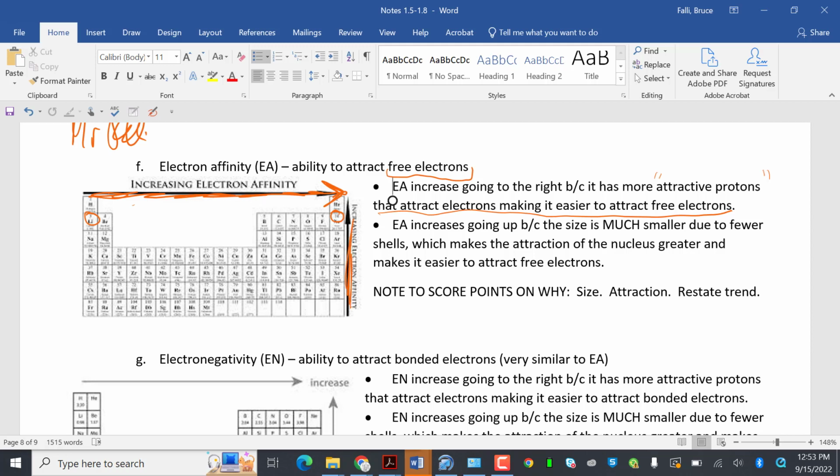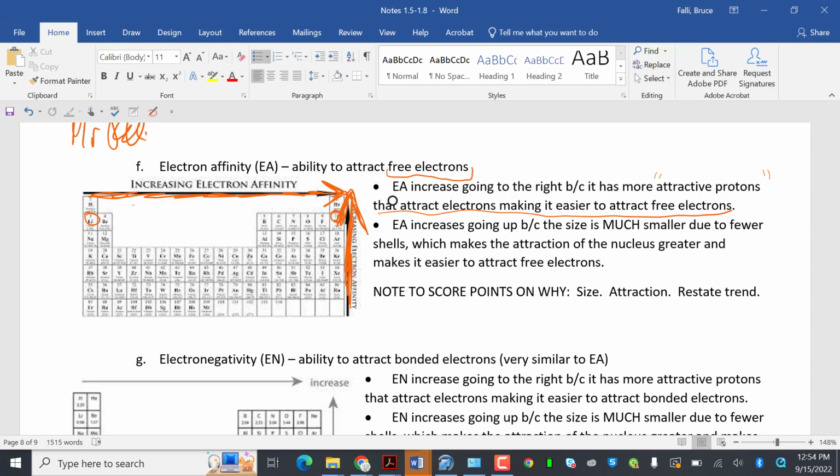EA increases going up, because the size is much smaller due to fewer energy levels or shells, which makes the attraction of the nucleus greater and makes it easier to attract free electrons. So this explains why it works going up and why it works going across.